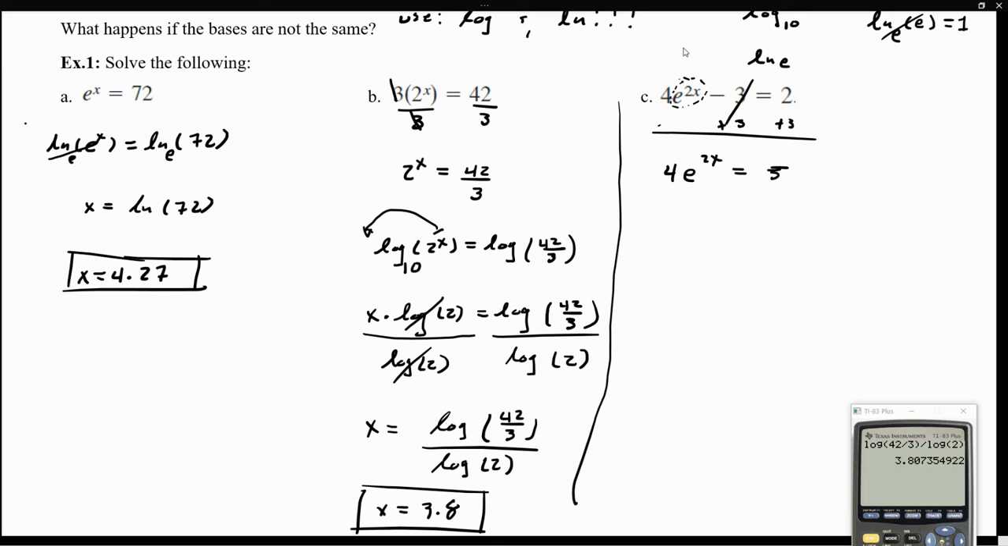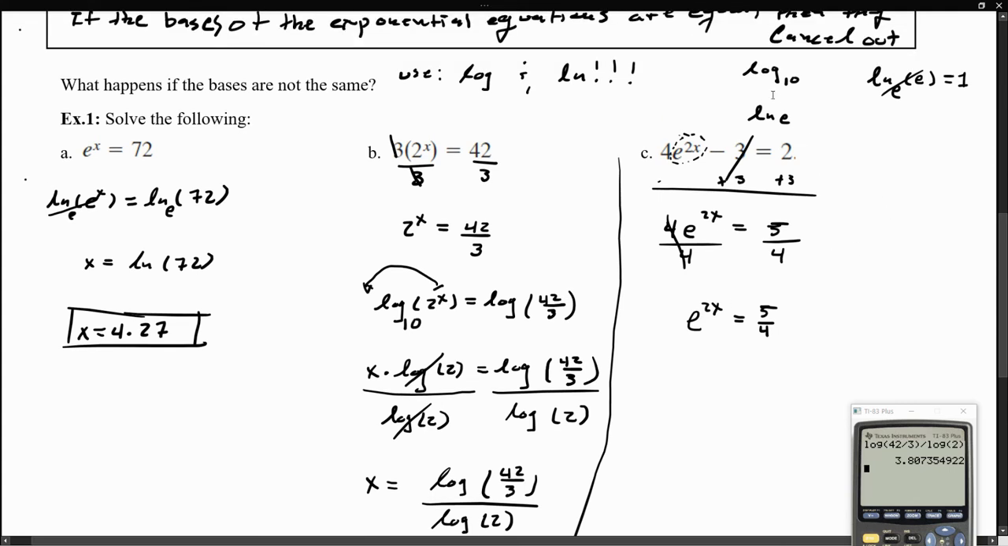What I want to do here, I want to just isolate this expression. So let me divide it by 4 now. So if I divide it by 4, that's gone. So e to the 2x is equivalent to 5 over 4. And at this point, we have the expression isolated. So now we can either use the log or ln. Which one do we want to use? In this case, I am going to use ln because I can see that my base is e.